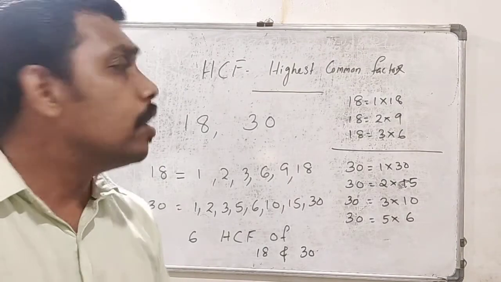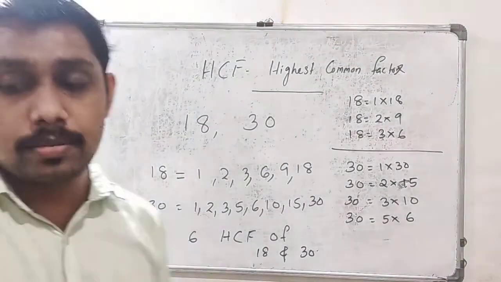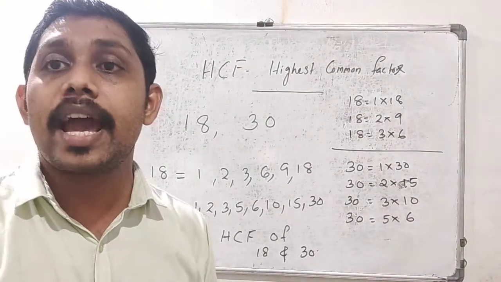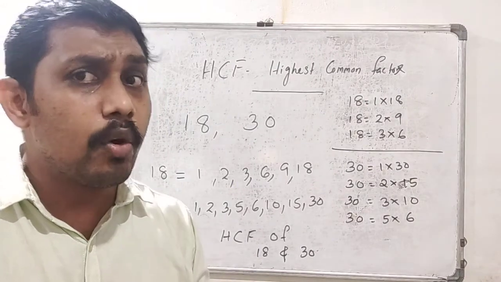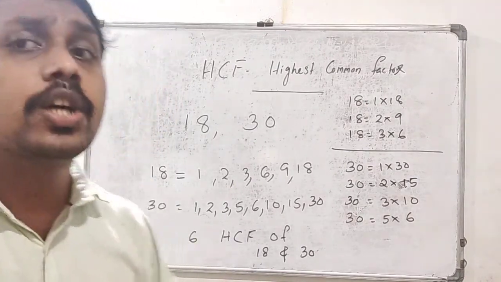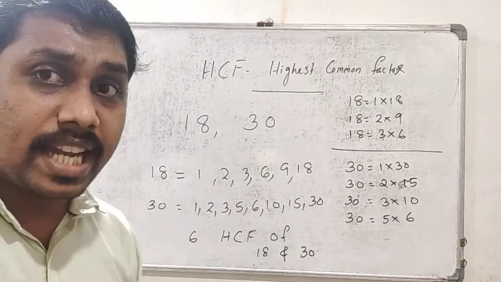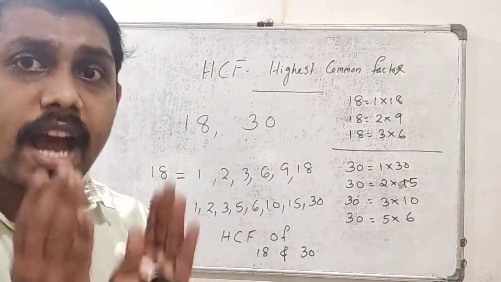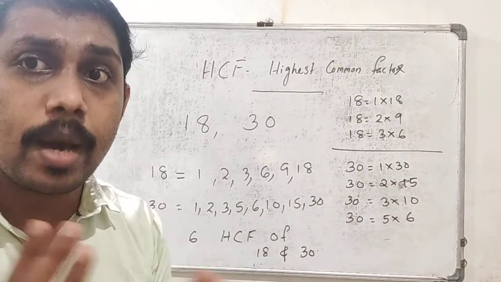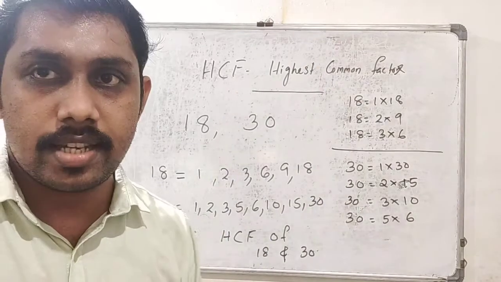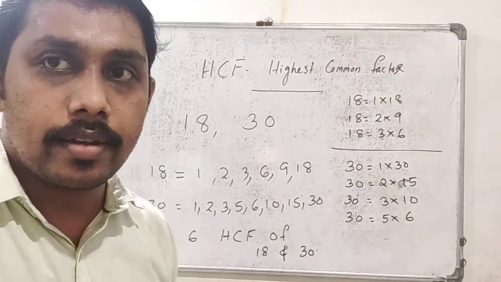Okay, students, now we are moving to the next method, that is by using prime factorization. We have already discussed prime factorization. We need to find the HCF, the highest common factor, of two given numbers by using prime factorization. That is what I am going to explain.